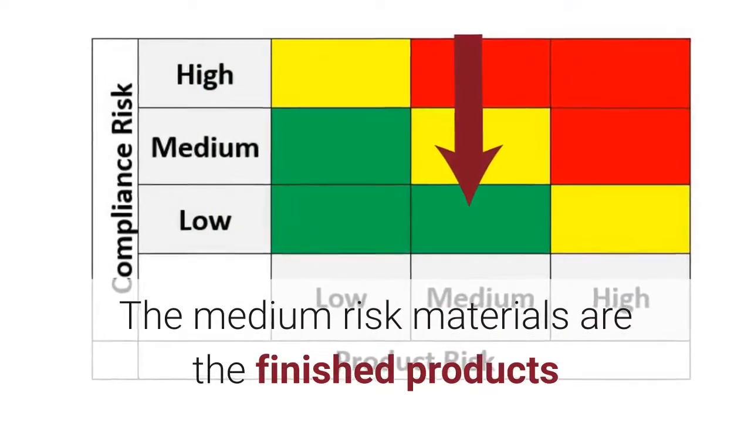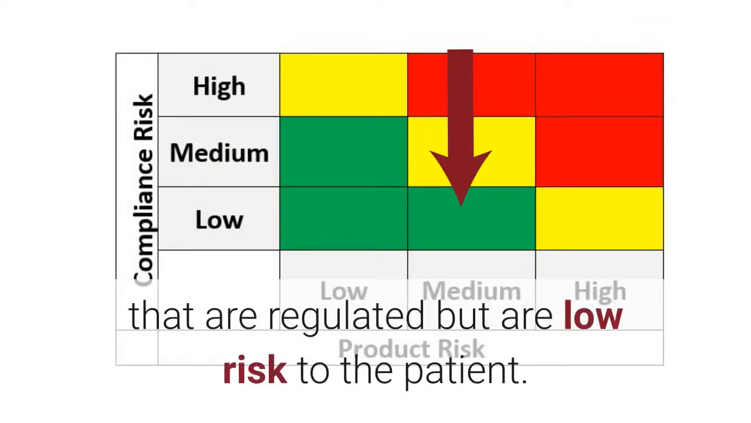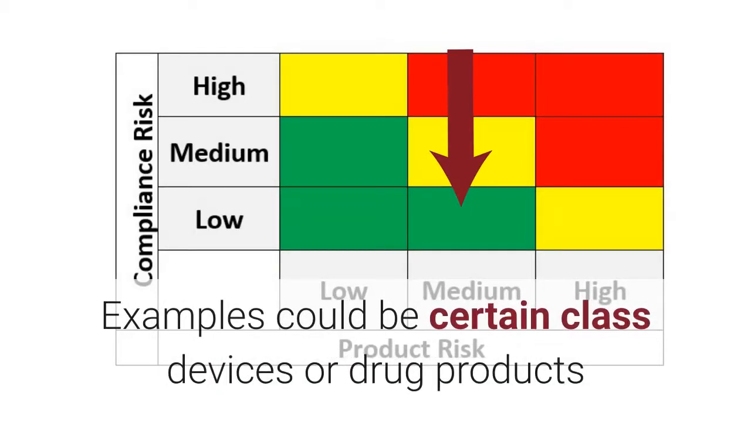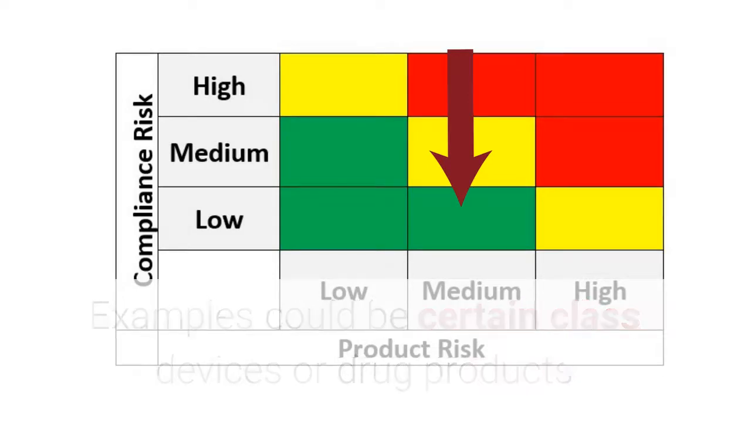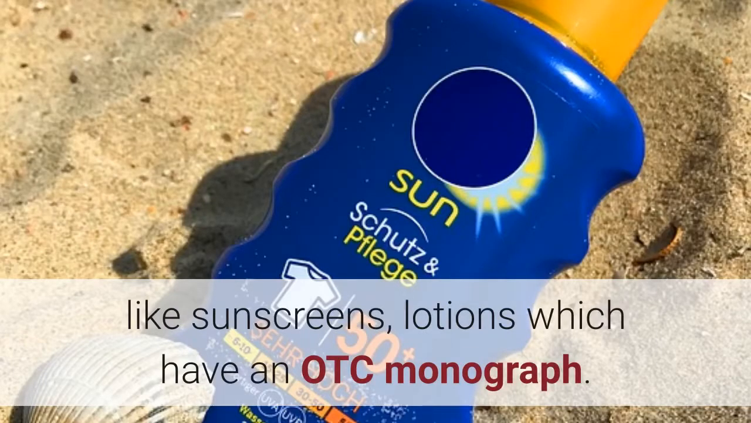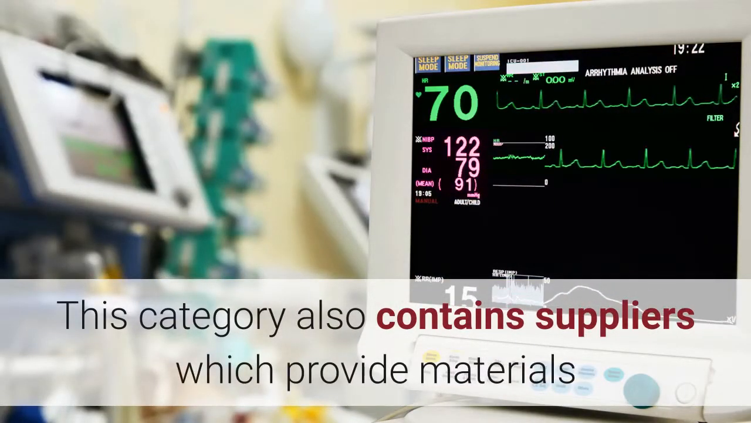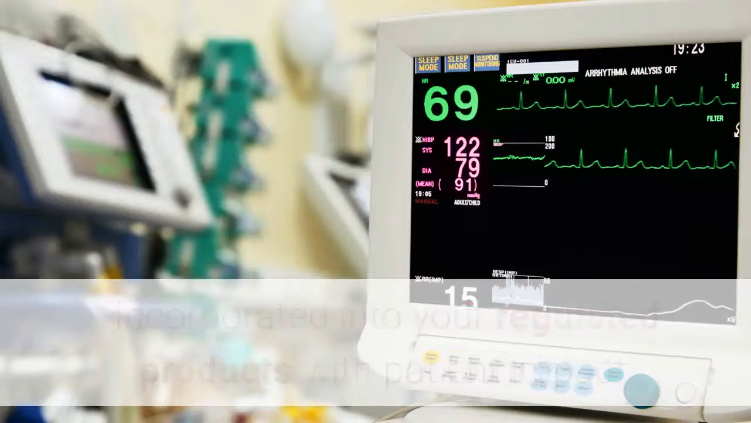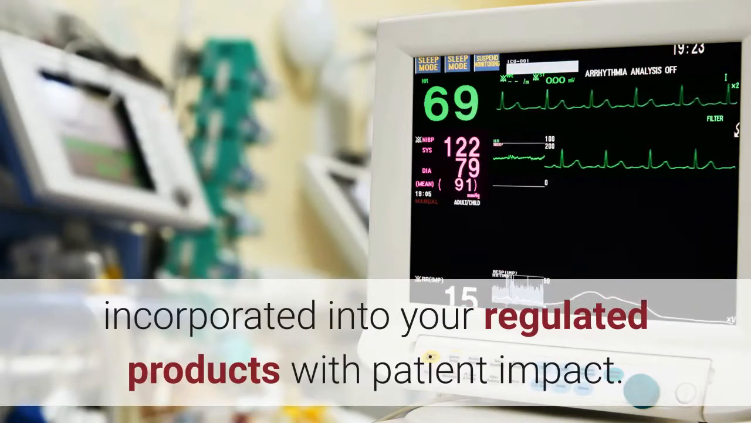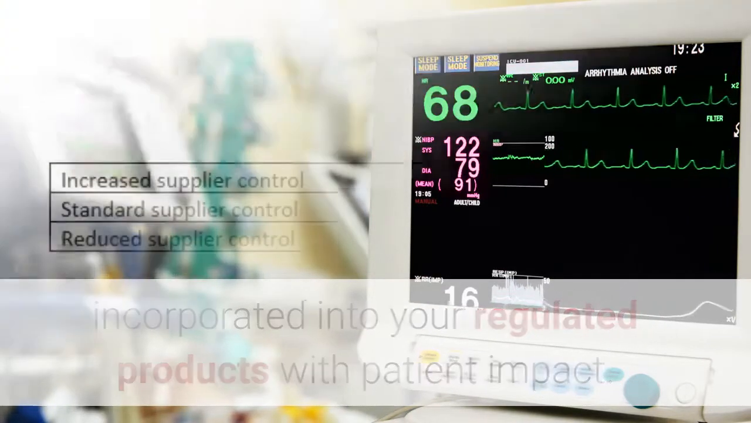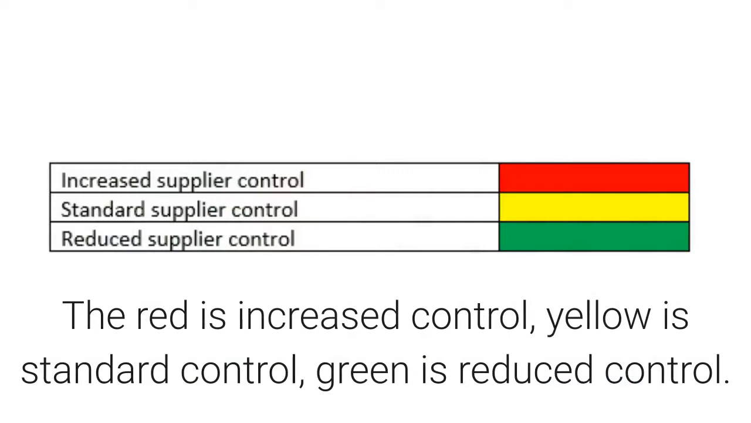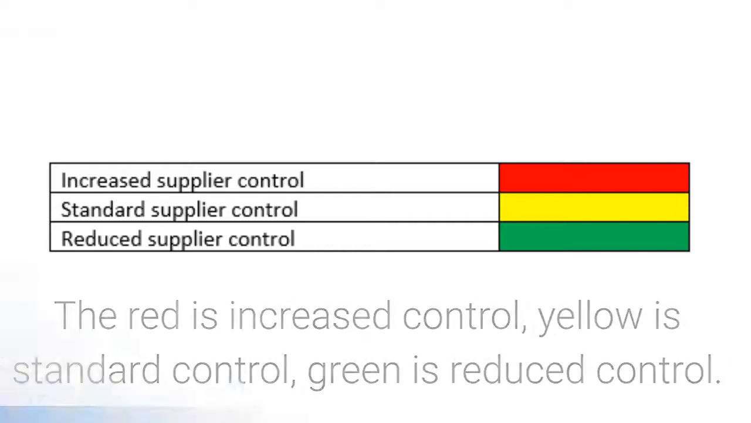The medium-risk materials are the finished products that are regulated but are low risk to the patient. Examples could be certain class devices or drug products, like sunscreens or lotions, which have an OTC monograph. This category also contains suppliers which provide materials incorporated into your regulated products with patient impact. The red is increased control, yellow is standard control, green is reduced control.